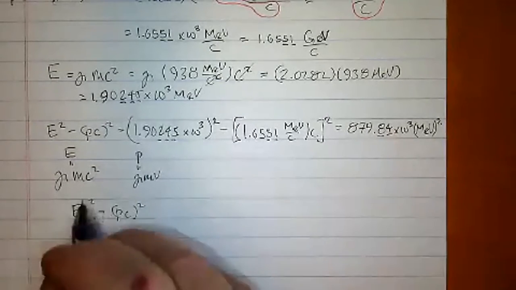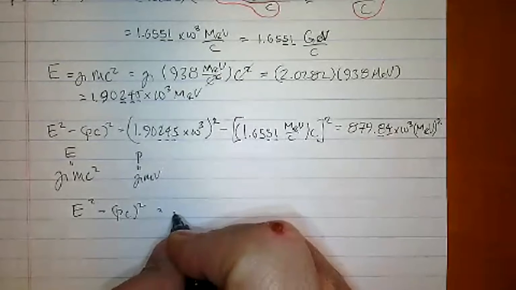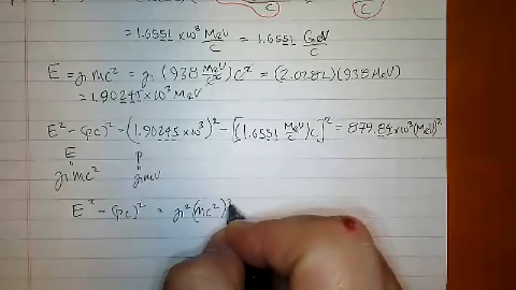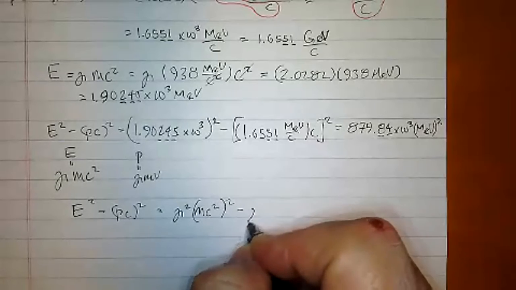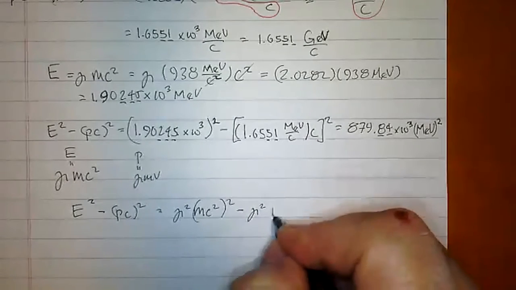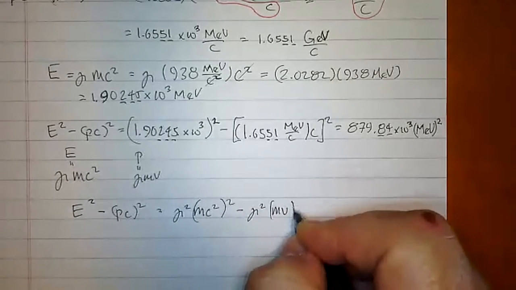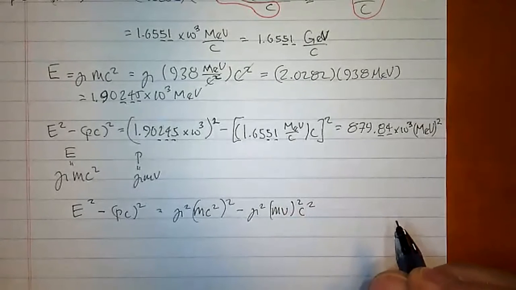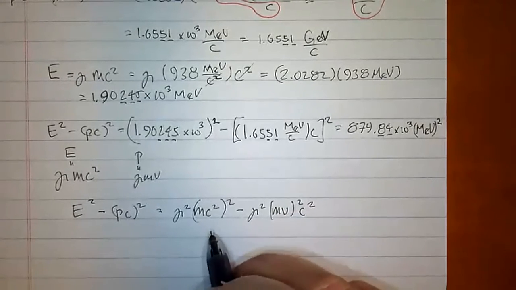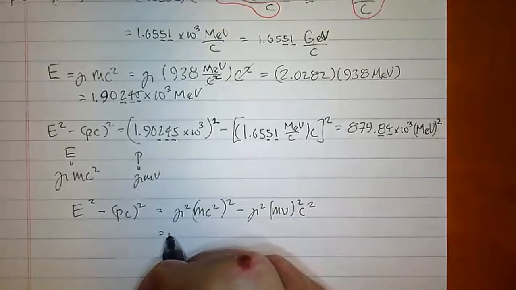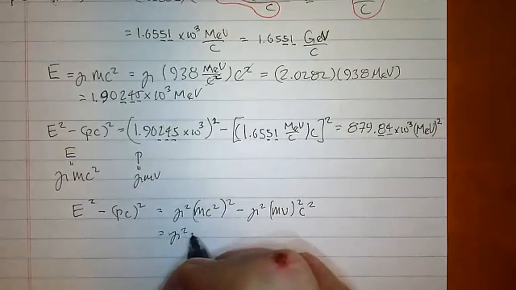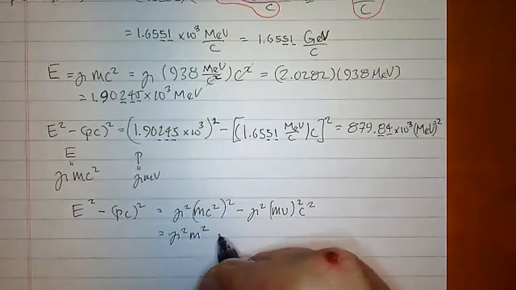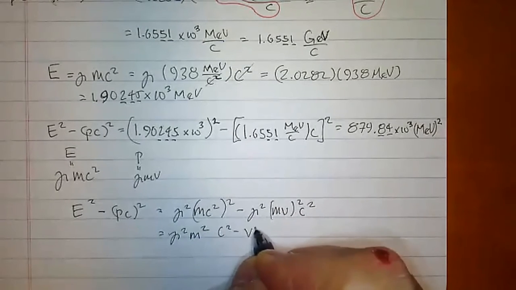You can see that. But if you look at it this way, this is the same thing as gamma squared m squared c to the fourth minus gamma squared m squared v squared times c squared. So when you look at that, you can say, wait a second, I've got a common factor of gamma squared, I've got a common factor of m. So that's gamma squared m squared, and I've got c squared minus v squared left.